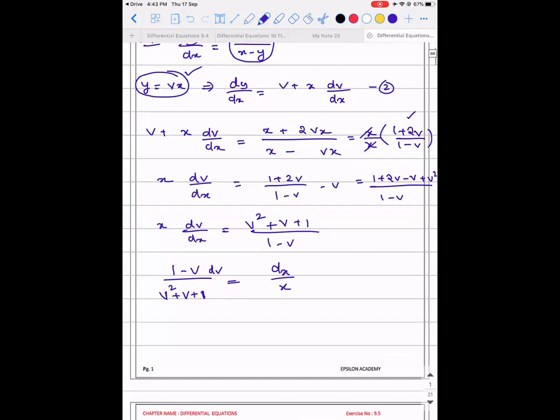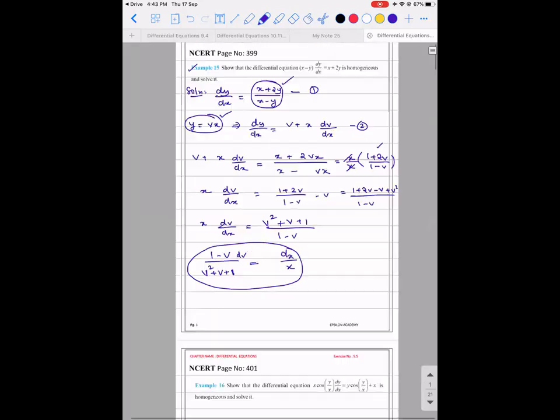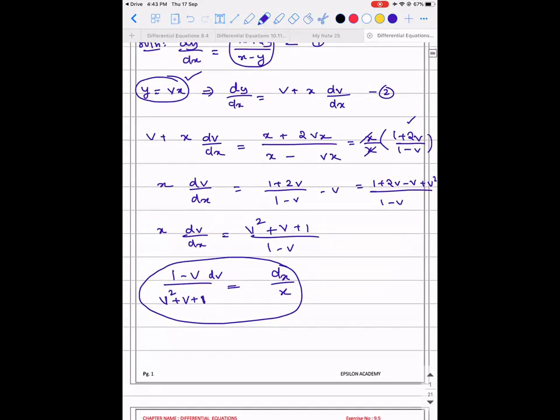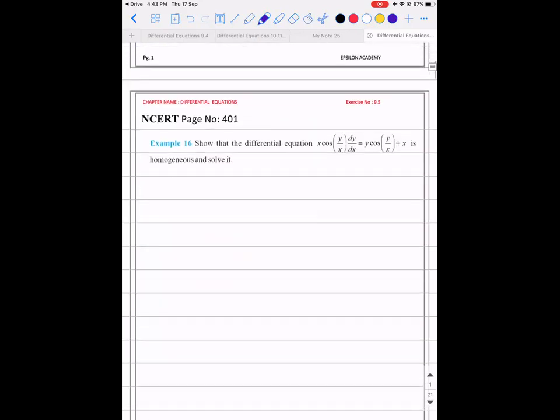Okay. So this part onwards, I'm leaving it to you because you know how to integrate it. I'll explain a few more examples so that you get clarity of what are the steps to be followed. Shall I move on to the next one? Yes, sir. Now listen.